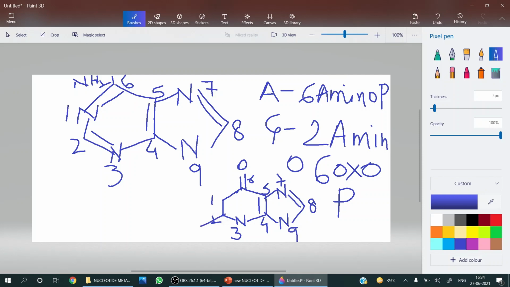At this point we have to add the amino group. 2 amino 6 oxo: at the 6th position the oxo group is there, and we do not put this double bond because the oxo group is there. So by substituting these groups we can easily make adenine and guanine. Okay. Now coming to the pyrimidine.